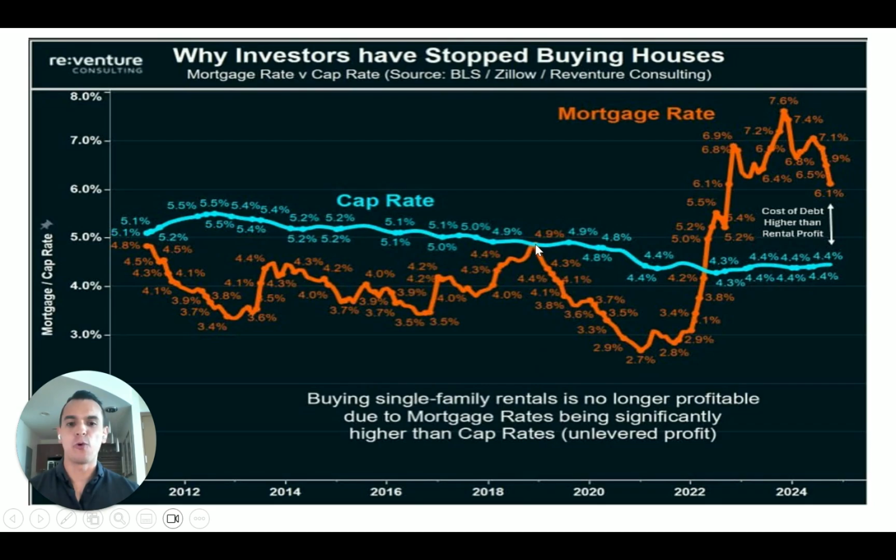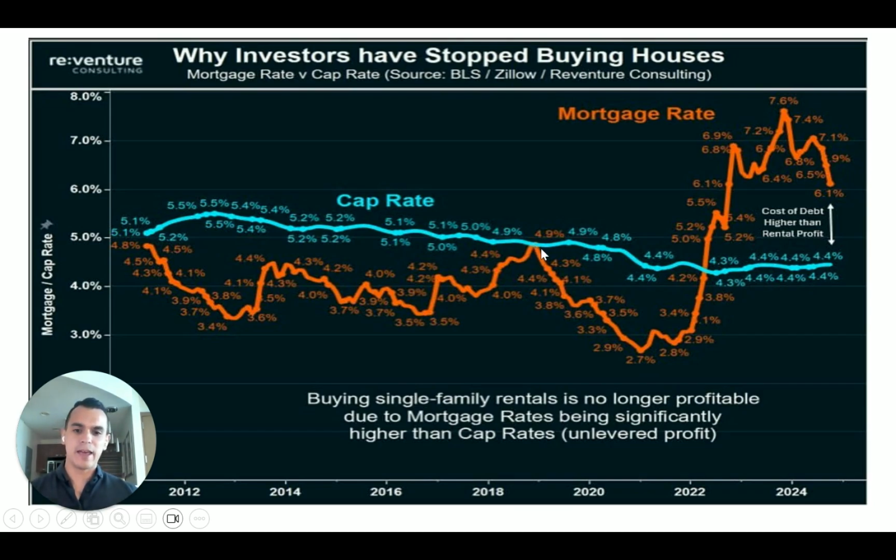Cap rates were around 4.9%. So on a $1 million property, you're making $49,000 in cash flow from it. But your debt payment, your interest payment, is also $49,000. So you're effectively making zero net cash flow if you bought it at this time at this cap rate with this interest rate.